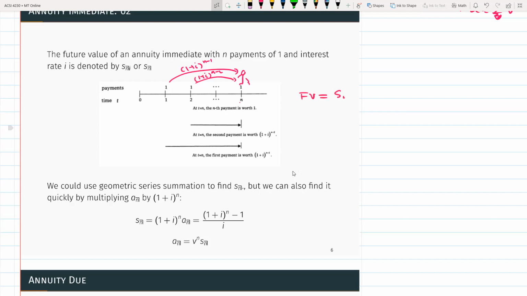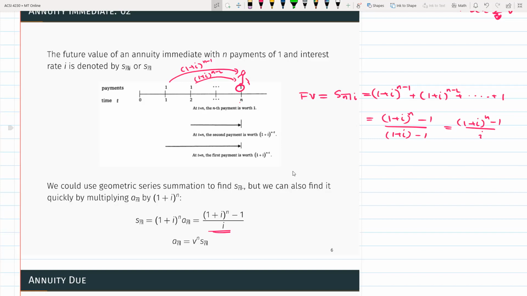It's 1 unit, so I can use this notation. It is (1 + i)^(n-1) + (1 + i)^(n-2), all the way up to the last one, which is just 1. And then I can again use that geometric progression, geometric series sum. So when I do that, I would get what? ((1 + i)^n - 1) over (1 + i - 1), which is going to be ((1 + i)^n - 1) over i, which is this formula.